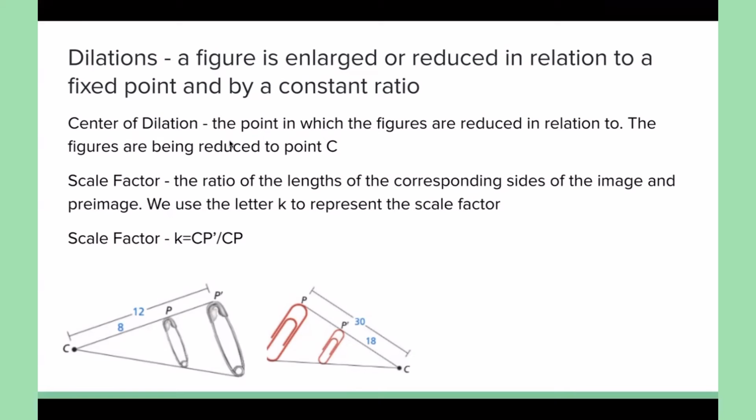The scale factor is the ratio of the lengths of the corresponding sides of the image and pre-image. We use the letter K to represent the scale factor. Let me just draw it. It would be this whole length divided by this new shrunk length right here. So in this case, K would equal 12 over 8, or 3 over 2.